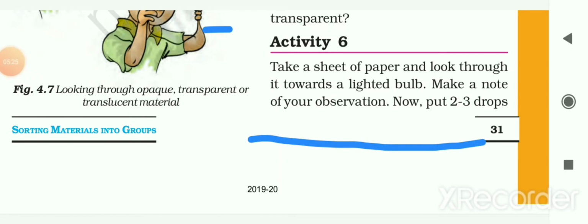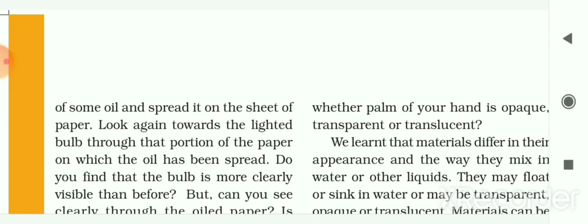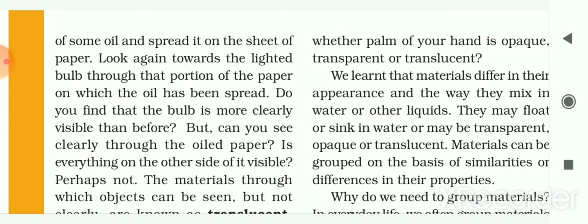Then put 2 to 3 drops of some oil and spread that oil on the sheet of paper and look again towards the lighted bulb through that portion of the paper on which you spread the oil. So do you find that bulb is more clearly visible than before? Yes, you will find that the bulb is more clearly visible as compared to the first condition.